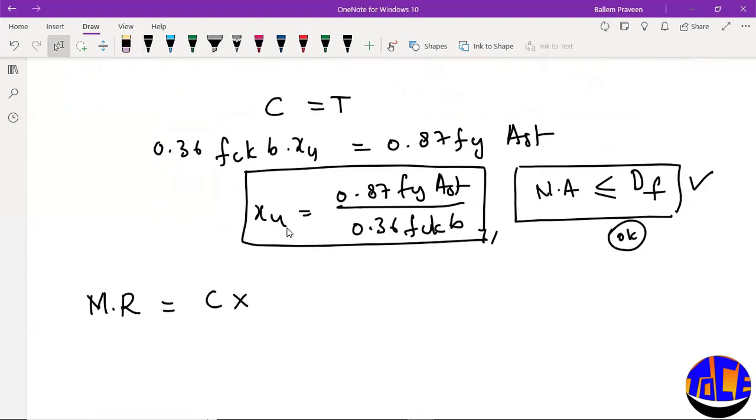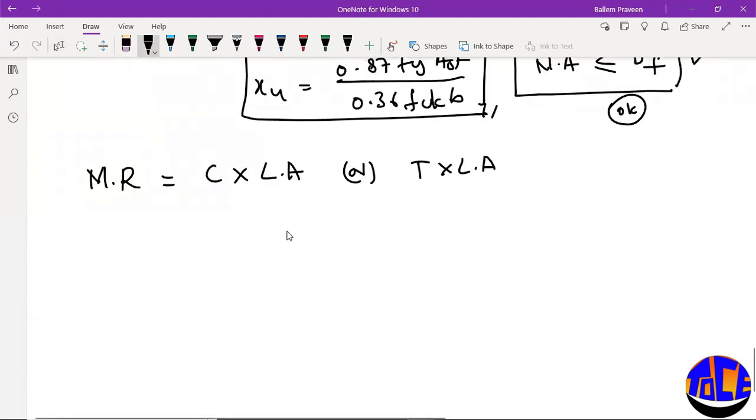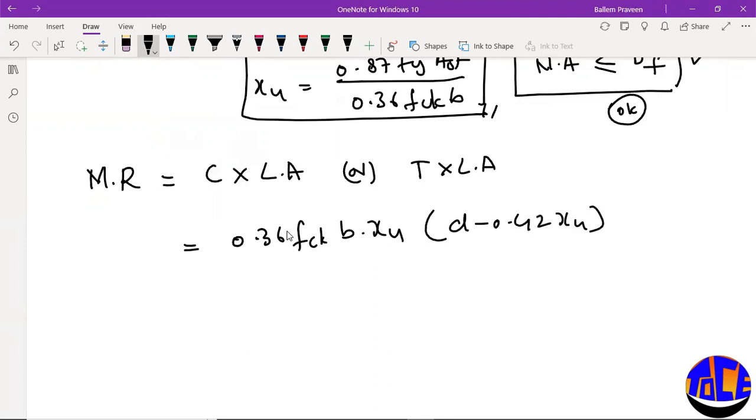C, the compressive force, into the lever arm, or T into the lever arm. So what is the formula? It is 0.36 fck b xu, and the lever arm will be d minus 0.42 xu. With this formula, we can calculate the moment of resistance.